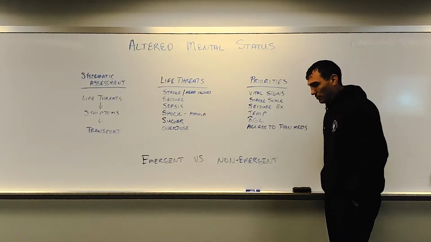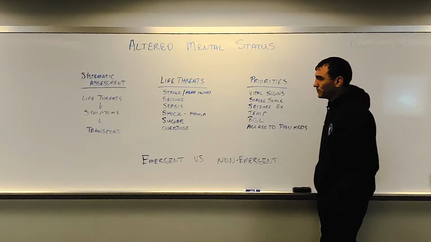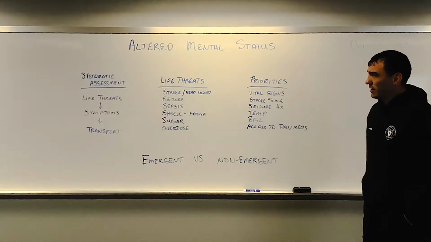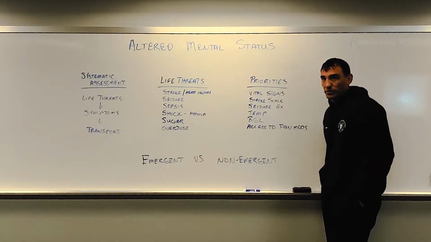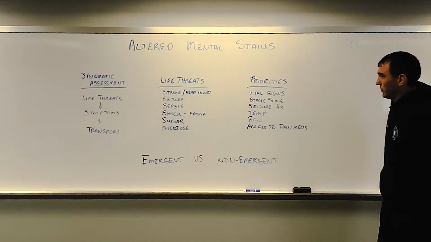If you have any of those components going on, then it's a pretty good chance they're having a stroke. If you have multiple components going on, it's in the 90th percentile that you're having a stroke. So we always want to do a stroke scale right off the bat.